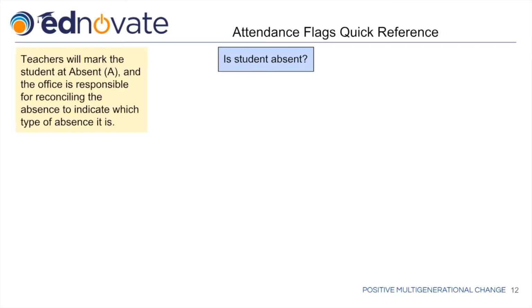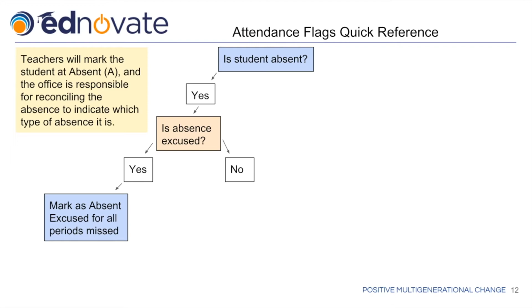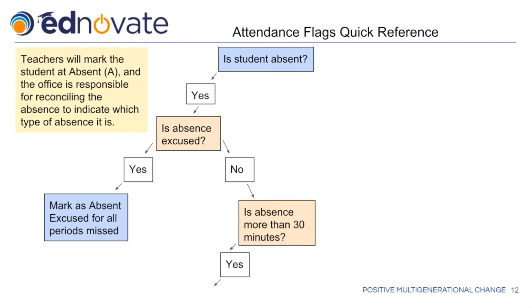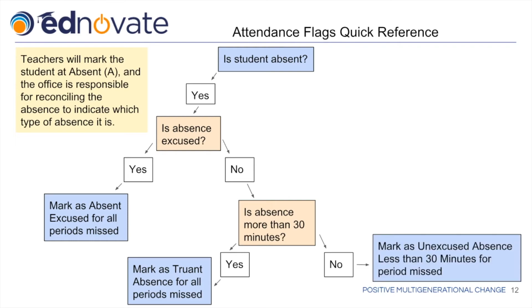So this is the flow chart to better understand the absence flags. So, is the student absent? Yes, they are. Is the absence excused? In this case, yes. Then they will be marked as an excused absence. If the absence is not excused, we need to know a little bit more information. Is the absence more than 30 minutes? Yes. Then it's a truant absence. And if it is not more than 30 minutes, then it is an unexcused absence less than 30 minutes for that period that they missed.